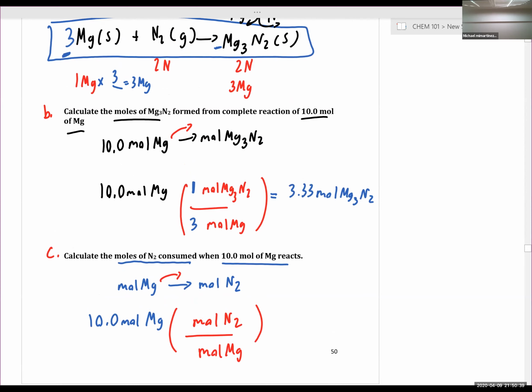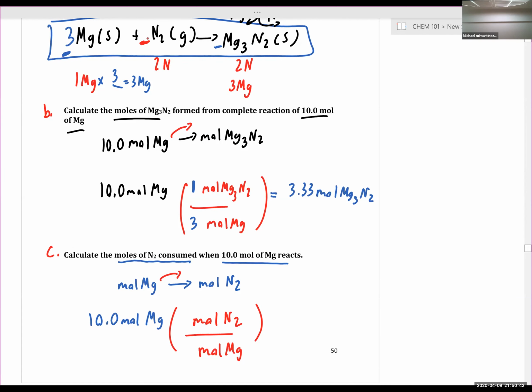My question to all of you is, first and foremost, how many moles of nitrogen are consumed based on our chemical equation? Following our stoichiometry, we'd have 1 mole of nitrogen consumed. And how many moles of magnesium are reacting with that 1 mole of nitrogen? 3, exactly right. So that in turn gives us 3.33 moles of nitrogen. Our units cancel, we're left with moles of nitrogen on top.